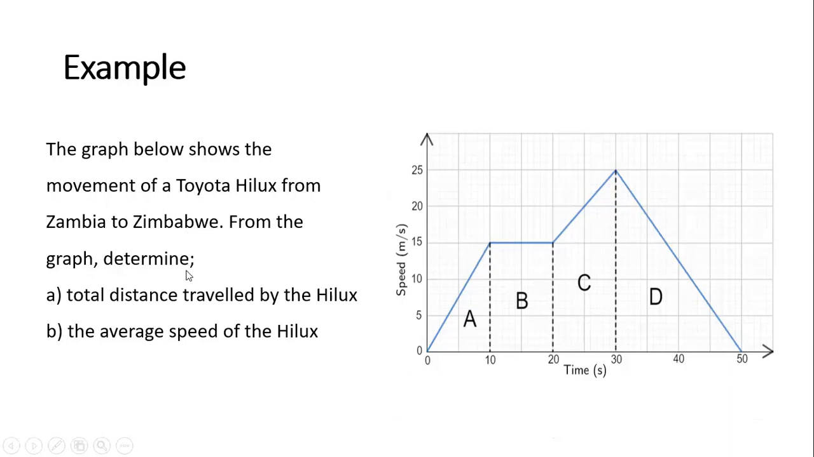From the graph, determine A, the total distance traveled by the Hilux, and B, the average speed of the Hilux. Now, this graph here, initially, you won't have these dotted lines here. So the first thing you have to do is identify the shape. When you move from there all the way up to here, you can drop your own line. This line wasn't there, so you can drop your own line and you form the what?